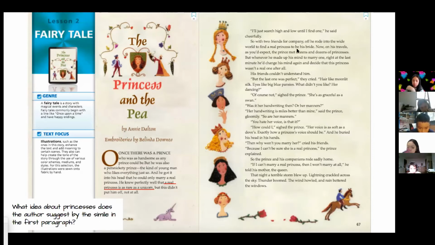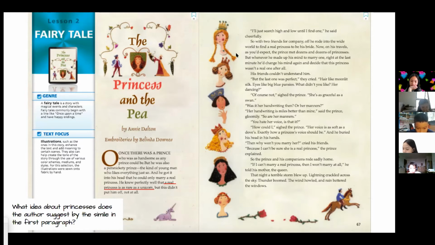I'll just search high and low until I find one, he said cheerfully. So with 2 friends for company, off he rode into the wide world to find a real princess to be his bride. Now, on his travels, as you'd expect, the prince met dozens and dozens of princesses, but whenever he made up his mind to marry one, right at the last minute, he'd change his mind again and decide that this princess wasn't a real one after all.